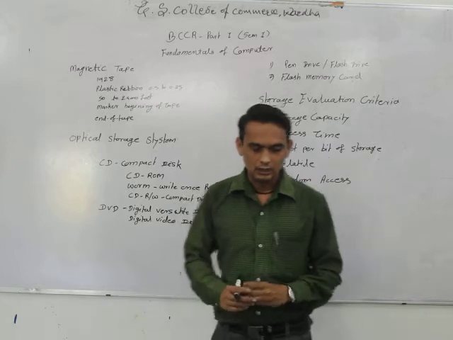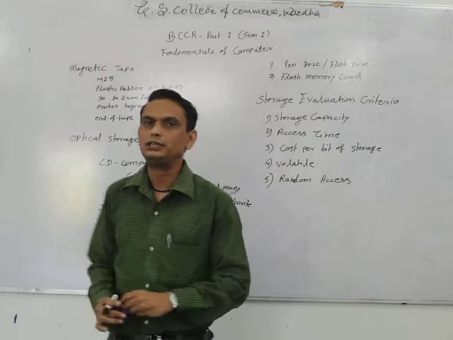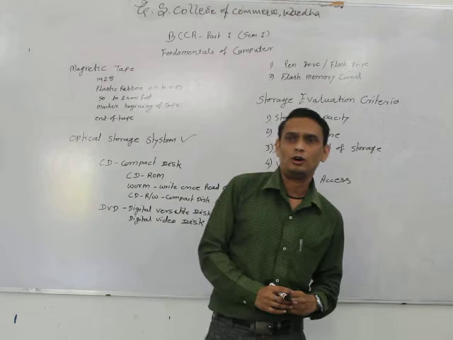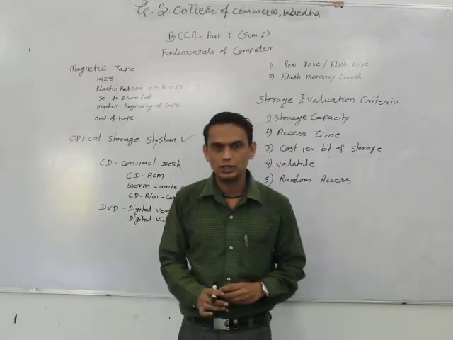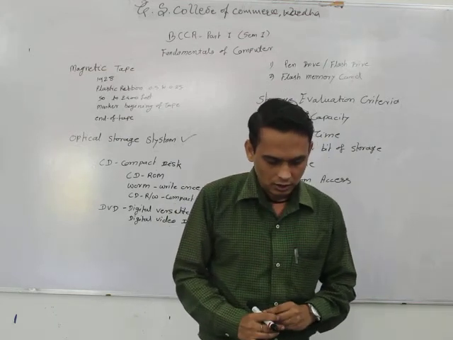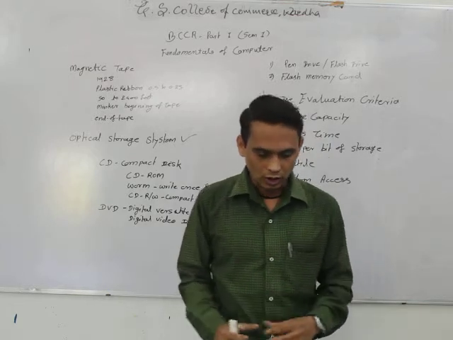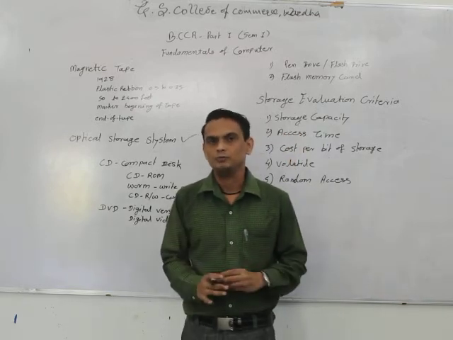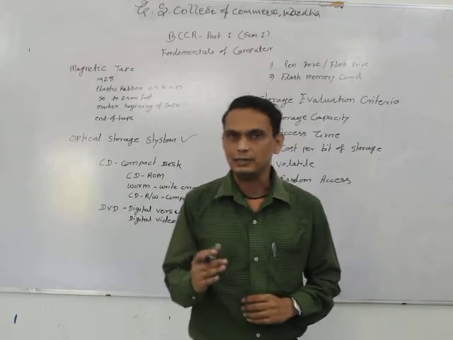The next method is optical storage devices. After magnetic disks and magnetic tapes, which are the older ones, the newer version on which we can store data is called the optical storage system, in which we can store the data randomly. Data is stored according to pits, tracks, concentric circles, and so on. The data is always stored in sectors and tracks.